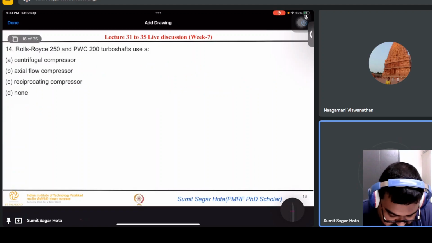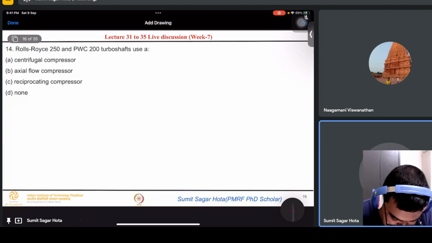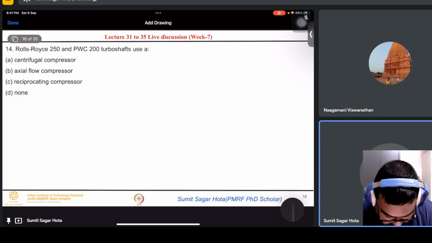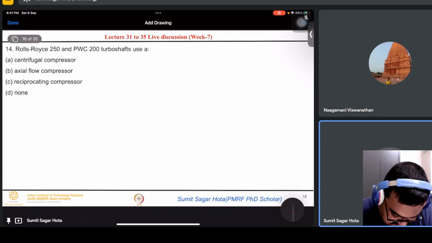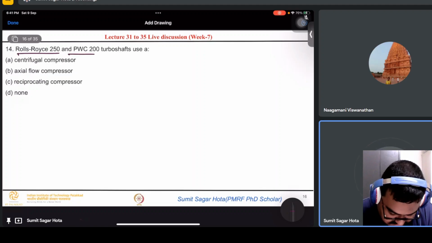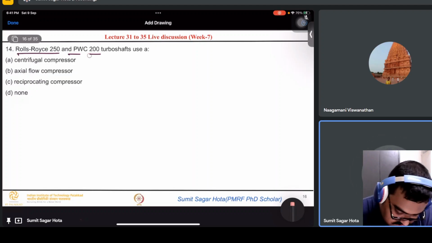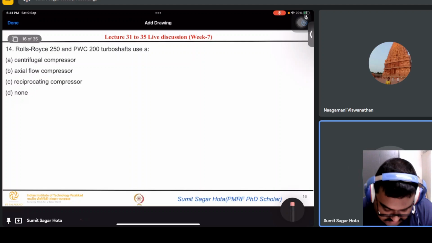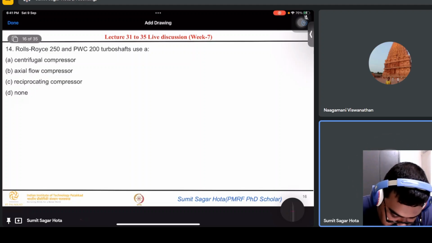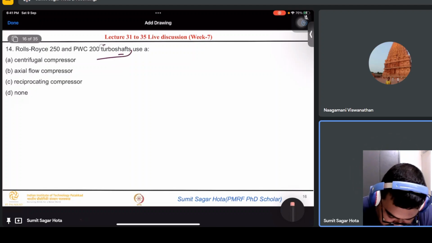The Rolls-Royce 250 and PWC 200 turboshaft uses a dash. Remember, all these things, Rolls-Royce, PWC 200, are given in your question just to keep you confused. If you don't know what Rolls-Royce 250 or PWC 200 is, then you are gone. So always remember what we need in this question: we need turboshaft. That is the only thing required in the question.